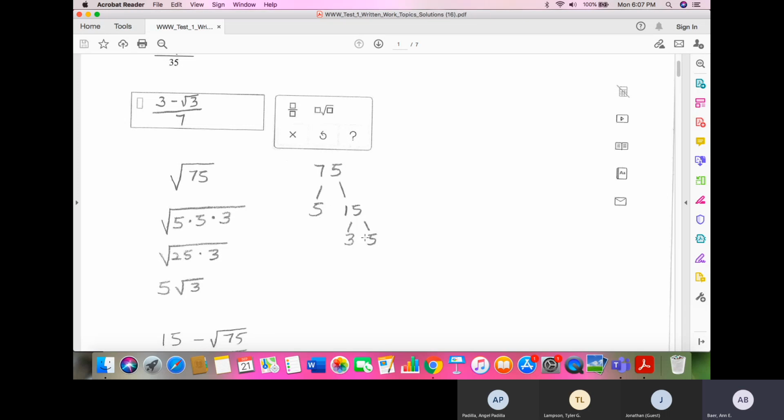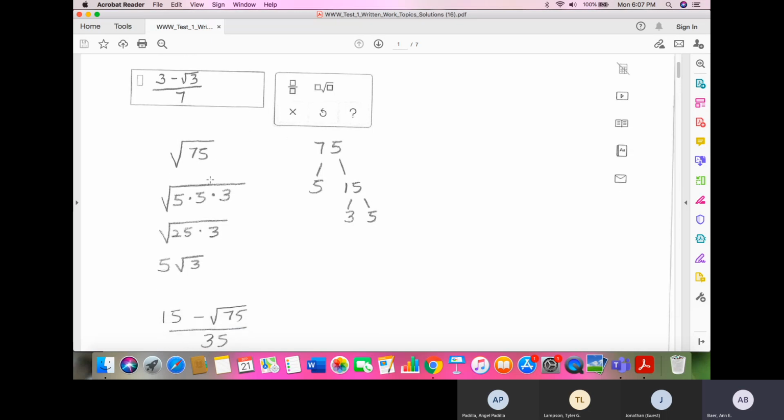5 times 5 times 3. So I'm going to take out 75 and replace it by a 5 and another 5 and a 3. And that's all multiplied together because it has to give me back 75 when I multiply these together. 25 times 3, which is 75.